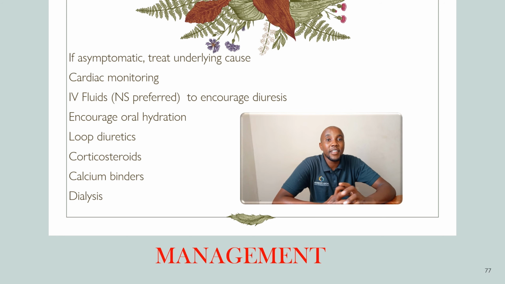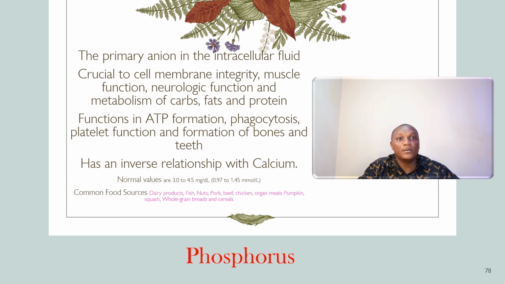If they are not presenting with any symptom, just treat the underlying cause. Do cardiac monitoring. We can give IV fluids. Mostly normal saline is the preferred one to encourage diuresis. Encourage oral hydration. Encourage the patient to drink these fluids orally. You can also give loop diuretics. You can also give corticosteroids. You can give calcium binders, and for very severe cases, do dialysis. We now look at the other electrolyte.